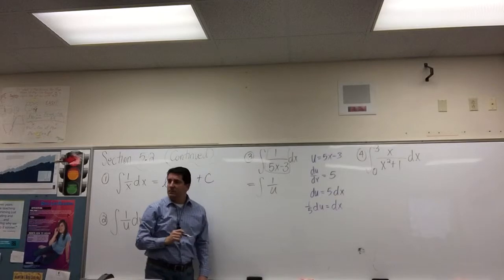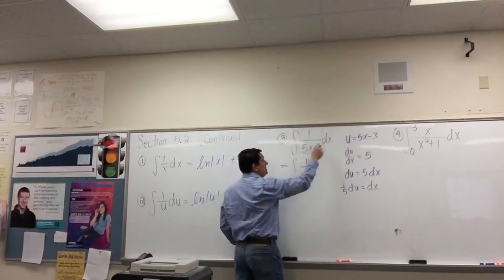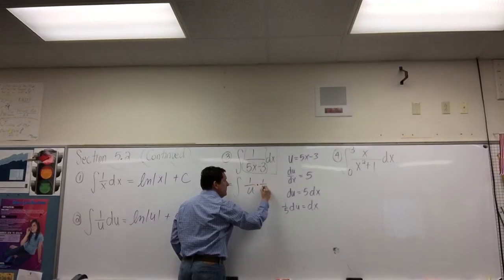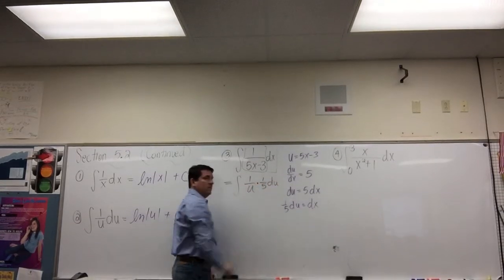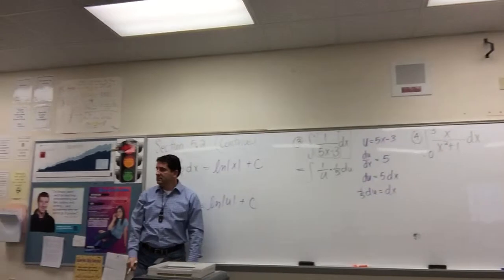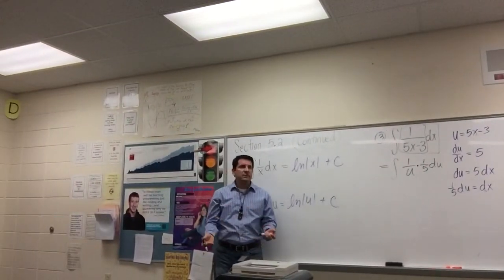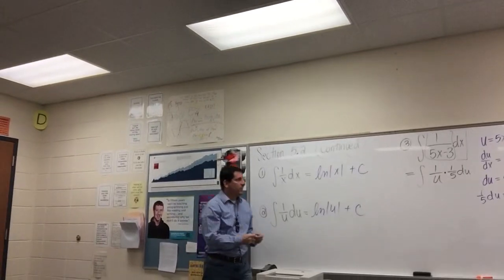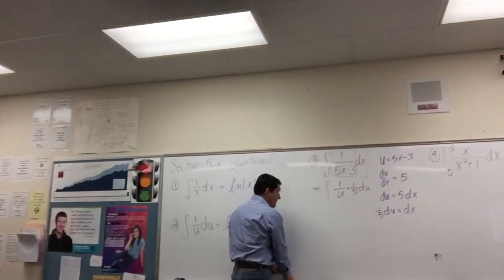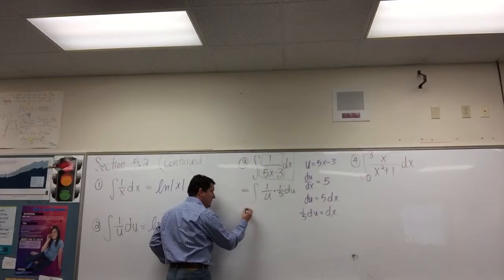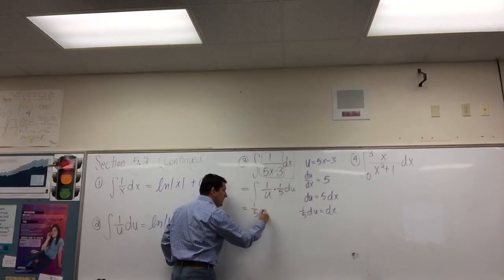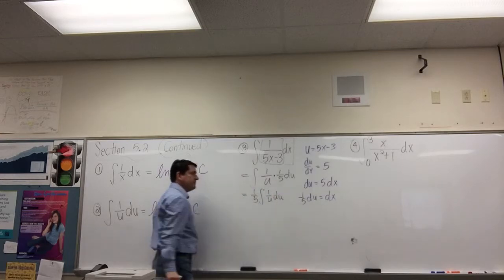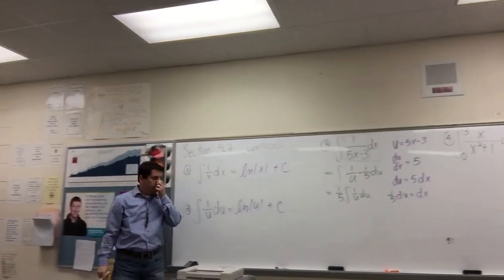That's 1 over u. So the only thing left is to substitute the dx, and so the dx is 1/5 du. Okay? U substitution, but now with a different application. So this, as everybody knows, is the same as this. It's 1/5 times the integral of 1 over u du. That's just rewriting it.